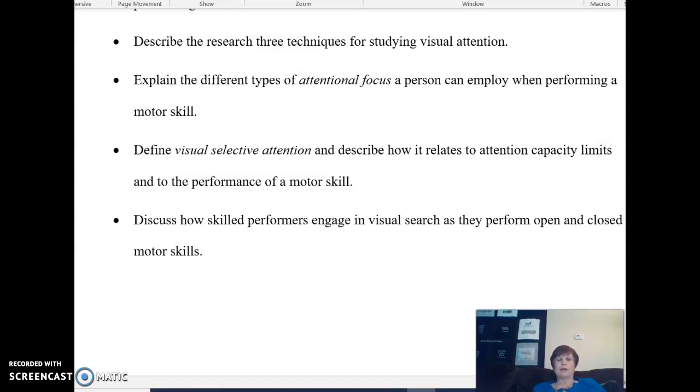We finished up the chapter talking about selective attention and how, as we work with clients or patients, we can help them attend to the right information and not attend to irrelevant information. And then we finished up connecting visual search as it relates to open and closed motor skills. So that's our attention chapter. I recognize that I've just given you a brief overview, but I've tried to emphasize the things that you will need to know from chapter 9. Let's move on to chapter 10 now.